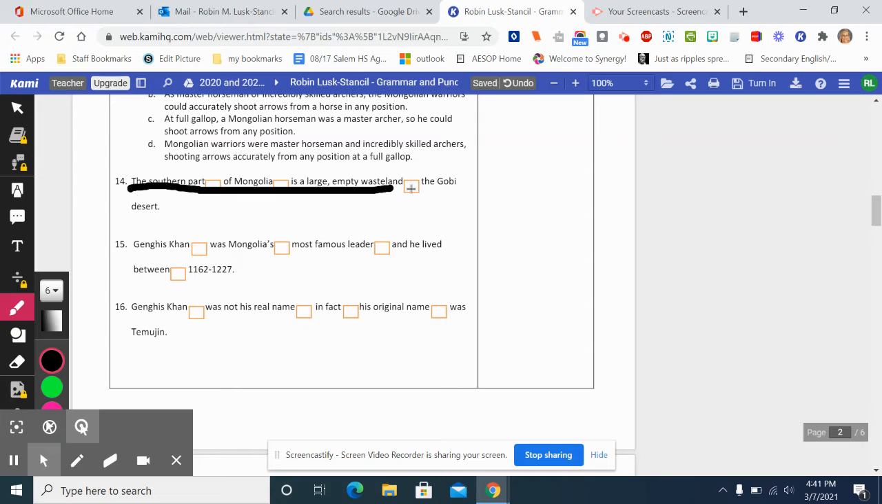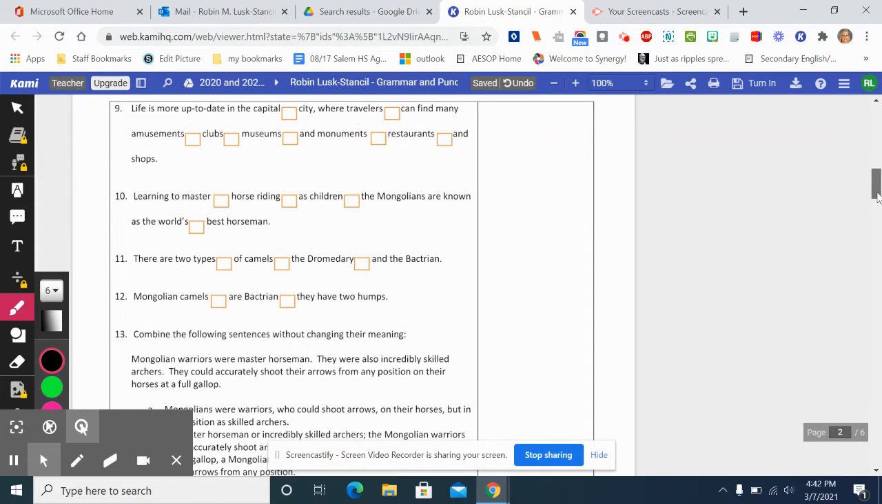Okay, we can't put a period though, because the Gobi Desert can't be a complete sentence because it's missing a subject, verb, all the necessary parts. What the Gobi Desert is here is an example of what that large empty wasteland is. So we have our complete sentence and we put our colon to demonstrate that this is the example of the sentence. Okay, the same is true if we have multiple examples.